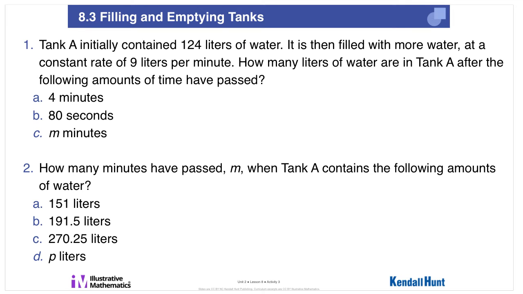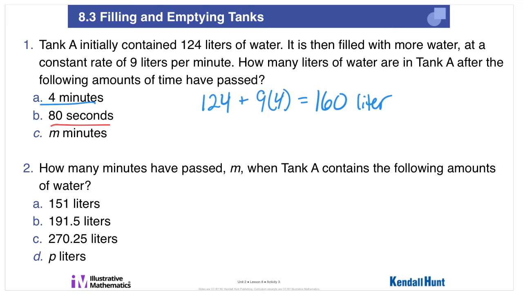In number 1 here, we're going to do A first. How much water would be in the tank after 4 minutes? So we have 124 liters to start, and we're adding in 9 liters every minute, and we do that for 4 minutes. That would be 124 plus 36, which would be 160 liters.